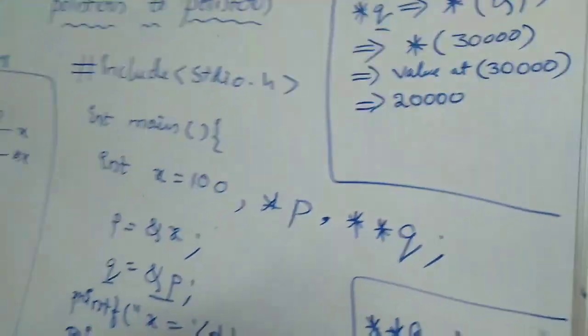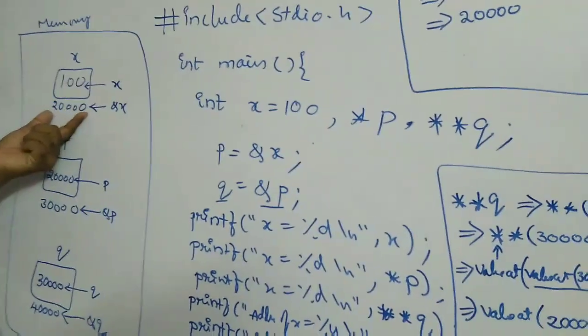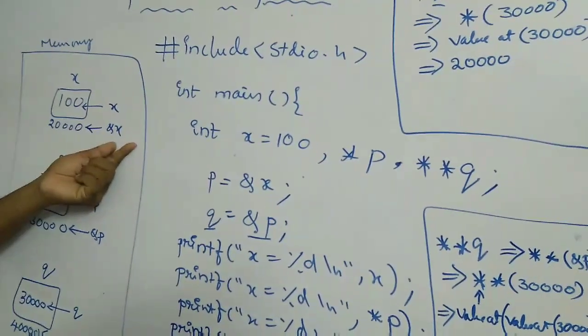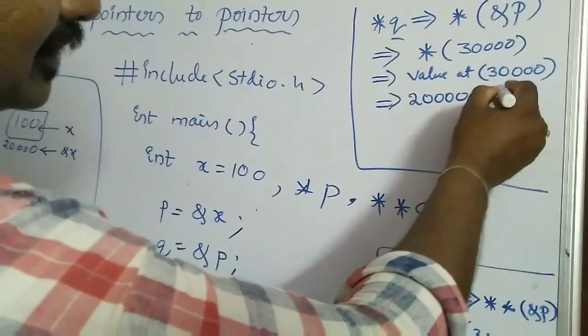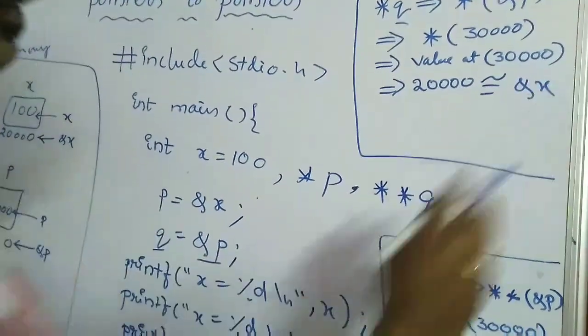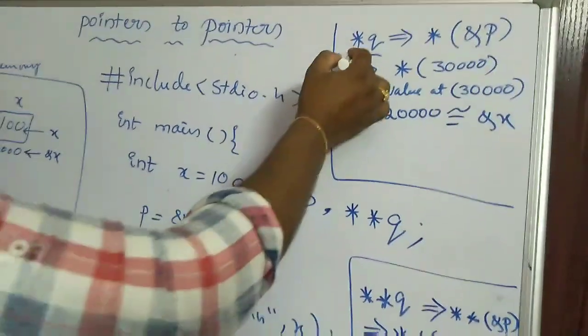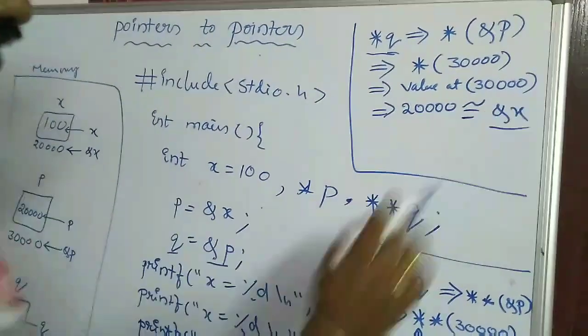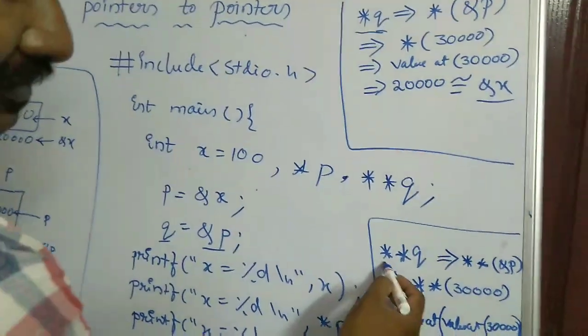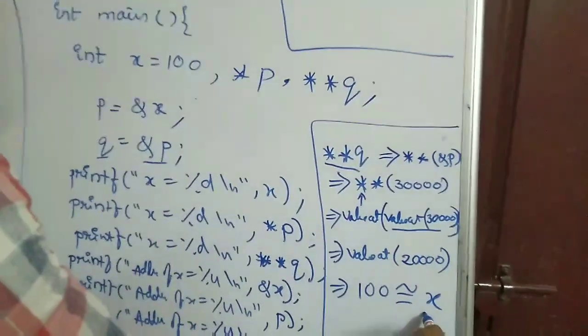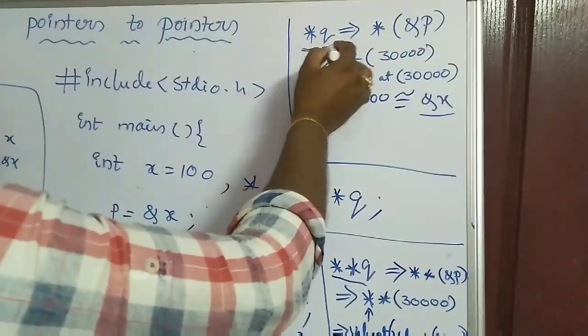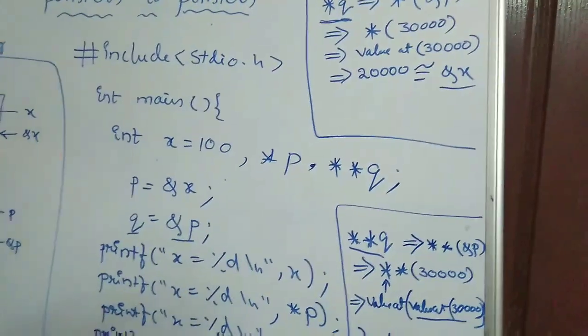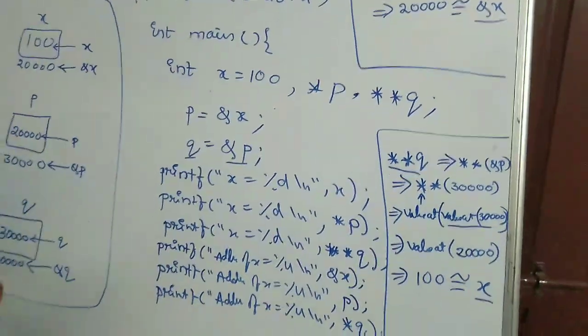Okay friends, from this figure we can easily make out what is 20,000. This 20,000 is the address of the x. So this is identically equal to address of the x. Okay friends, that means star q will give you the address of the x. Remember friends, star of q will give you the value of the x, whereas star q will give you the address of the x. So this is called the pointers to pointers concept.